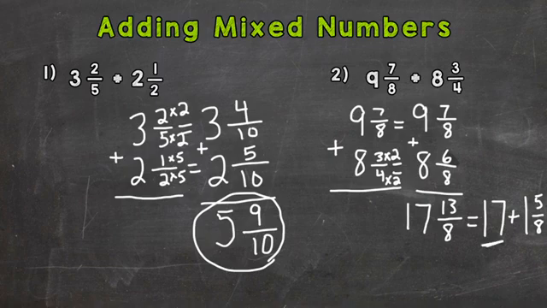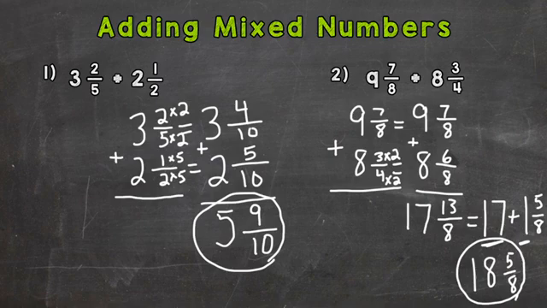Well, we want to combine our whole numbers. That's 17 and that one whole. So our answer is actually going to have 18 wholes, plus we don't want to forget about that 5/8. So 18 and 5/8 is our final answer for number 2.